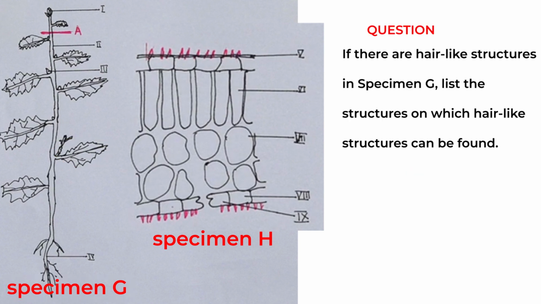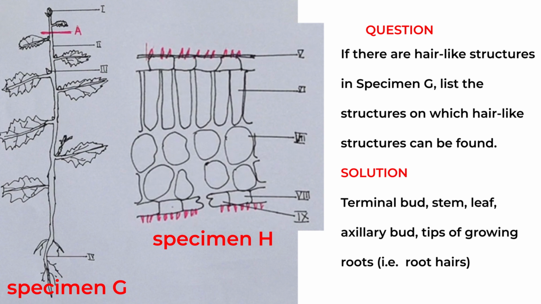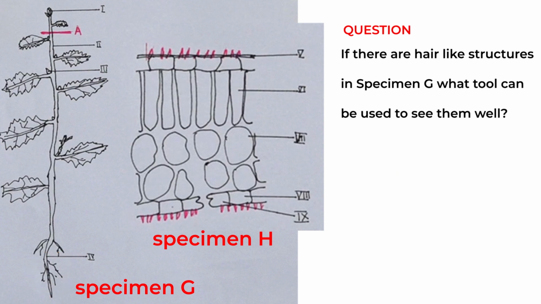Another question. If there are hair-like structures in specimen G, where will you find them? The solution: hair-like structures can be found almost everywhere on the herbaceous plant. So the terminal bud, the stem, the leaf, the axillary buds, and even the roots, the tips of the roots, you can have root hairs there, and they are hair-like structures.